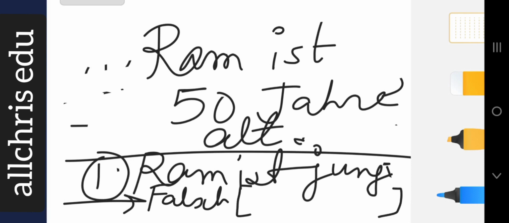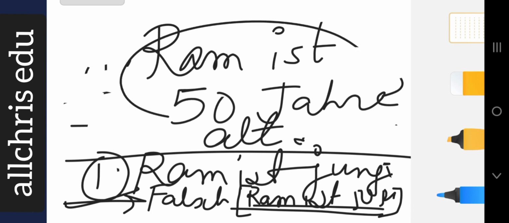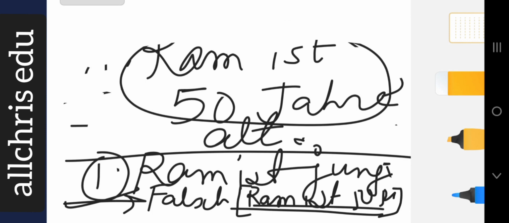Now why it is false, you have to write over here the same sentence which says that the statement is false. So Ram ist 50 Jahre alt. So here you said that the statement is false, and also you said why it is false, because of this statement. You can use this way. Then comes question number 3 of the passage.